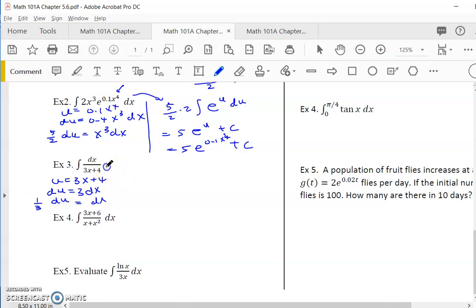The 1/3 can move outside. So this would become 1/3 times du, and then the bottom is u, or you can write it as 1 over u du. Okay, whenever you have 1 over u du, we know that it is ln of that u, and then you will put it back, 3x plus 4, plus c.